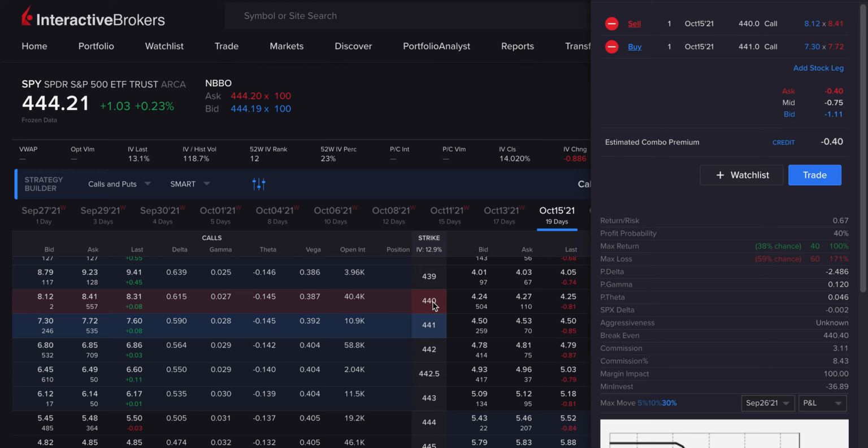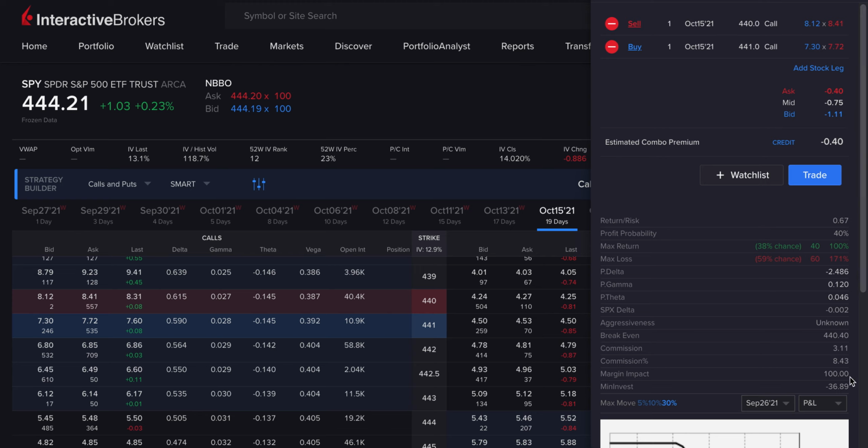For every cent above this 440 number is a dollar knocked off your collateral. Remember, the margin impact represents the collateral you need to put up in your margin account in order to activate this strategy. So for every cent above 440, you lose $1 of this collateral. So if the S&P 500 lands on exactly 440 and 1 cent, you'll still keep this $40 in credit. But you won't get back $100.